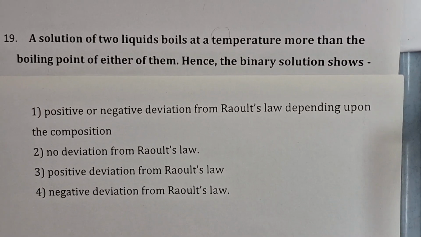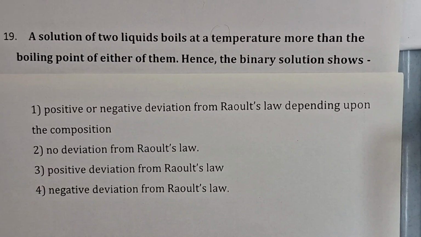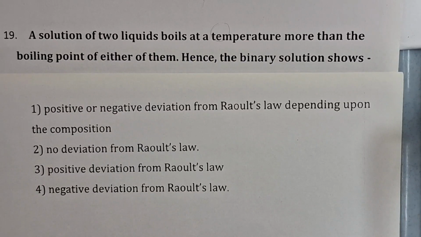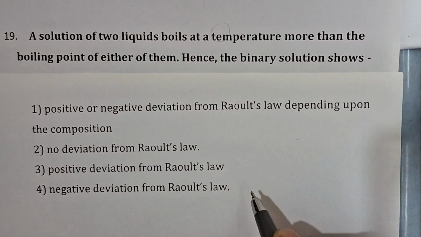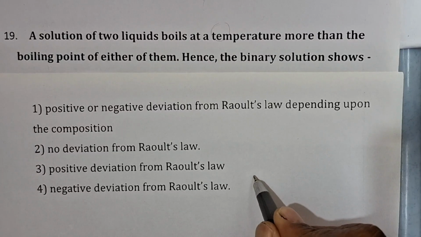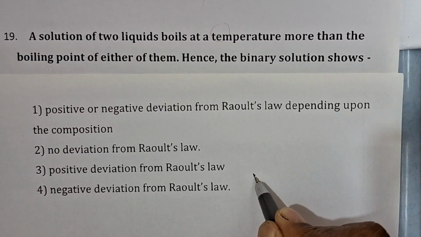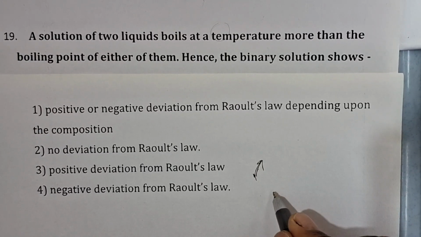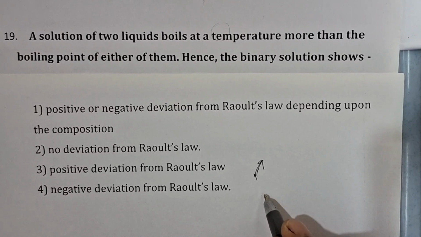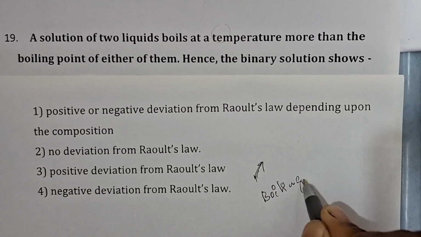A solution of two liquids boils at a temperature more than the boiling point of either of them. Hence the binary solution shows, okay, two liquids boil at a temperature more than their boiling points. Means, as compared to their boiling points, they are boiling at a higher temperature. Okay, the meaning is what? First you should define what is this boiling point. So let us define the boiling point.